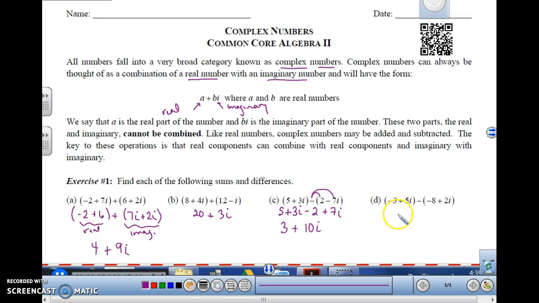All right, one more. We have to subtract these, so we have to carry the minus through the parentheses. Negative 3 plus 5i. Minus 8 becomes plus 8, and then minus 2i. Combine your terms. The real part, negative 3 plus 8 is 5. 5i minus 2i is 3i. So adding and subtracting with real and imaginary numbers works the same way as if you were doing it with polynomials.